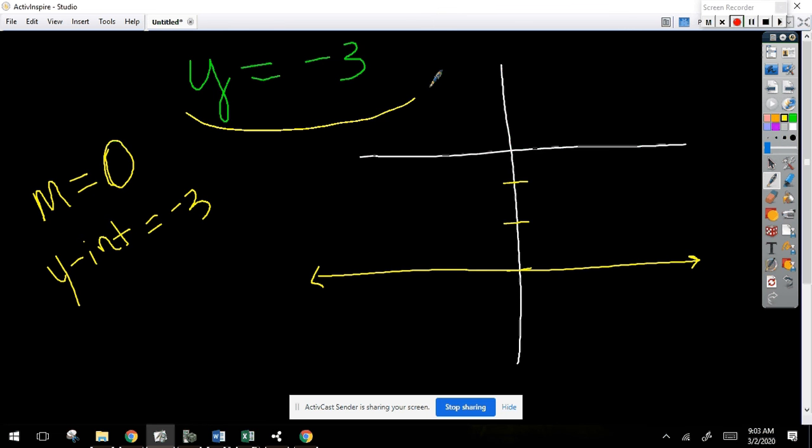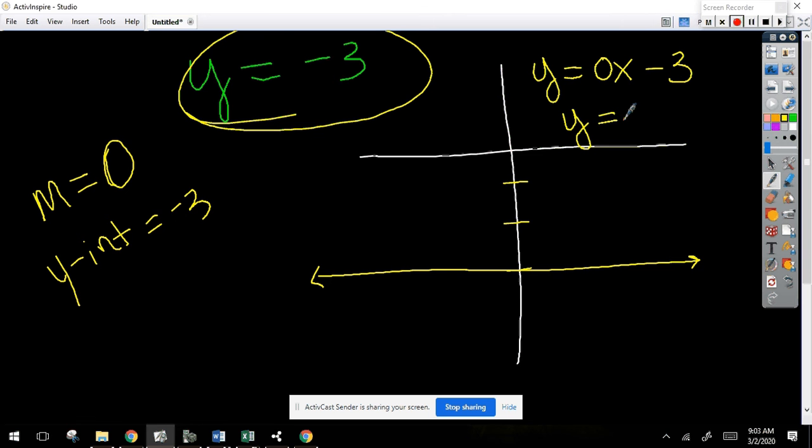Look at this equation. If it's in slope-intercept form, it should have given us the slope. Why didn't it? mx plus b. 0 times x is what? 0. It simplifies to negative 3. It really did give us the slope. We just didn't see it.